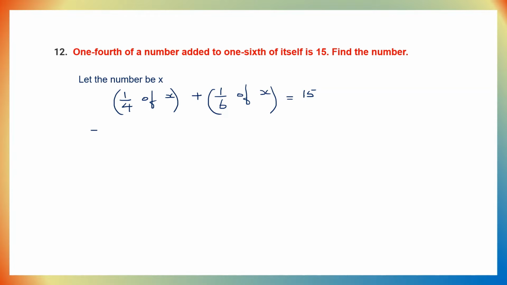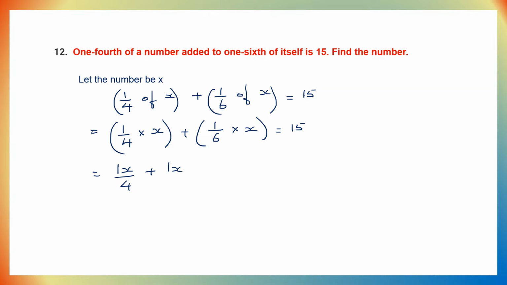So let's open the brackets here. So 1/4 of x means 1/4 into x. Okay, we'll retain the brackets for now. Then 1/6 into x. This is equal to 15. Now 1 into x is 1x. So 1x by 4 plus again 1x by 6 is equal to 15.